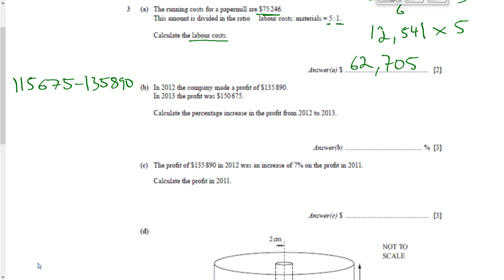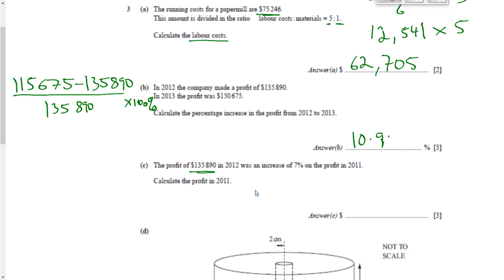Okay, and we're going to divide that by 135,890. We want to know how many percent that is, so that will give us a decimal, so we'll multiply that by 100%. Okay, and that will give us, rounding to 3 significant figures, 10.99%.